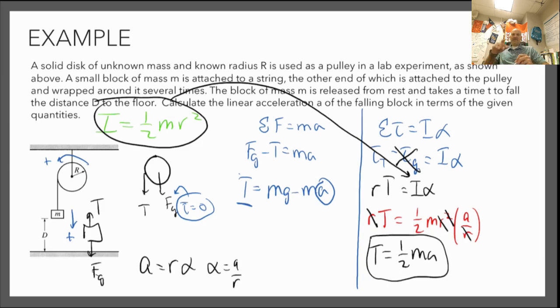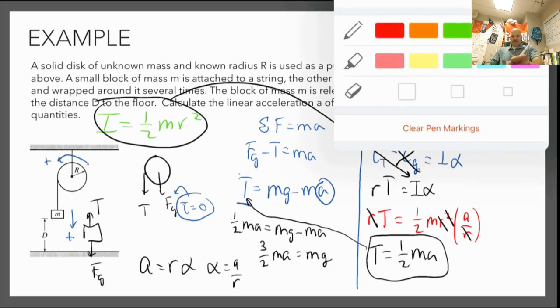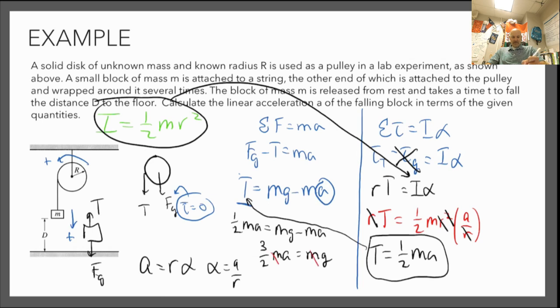All right, so now I have T in terms of m and a. Plug that in over here. I get 1/2 ma equals mg minus ma. Add ma to both sides. So you end up with 3/2 ma. The m's cancel out. So we have g is 3/2 a, but we don't want that. We want a. All right, so a, the acceleration, is going to be 2/3 g.